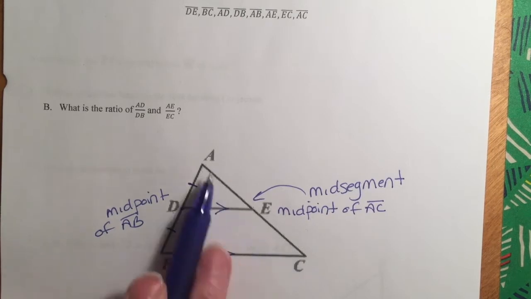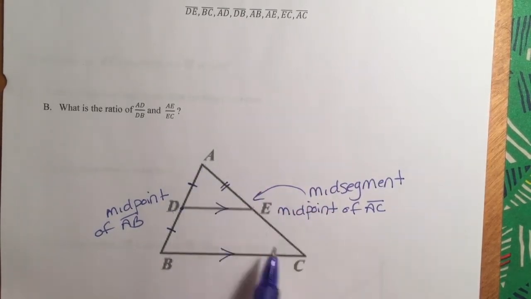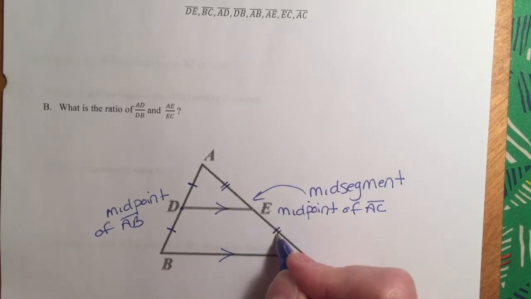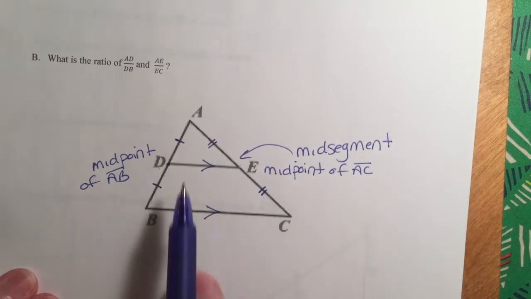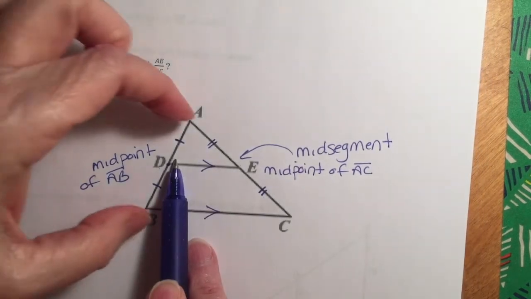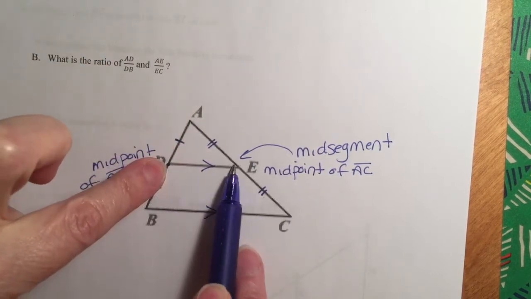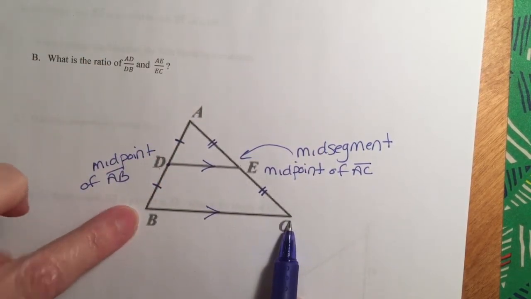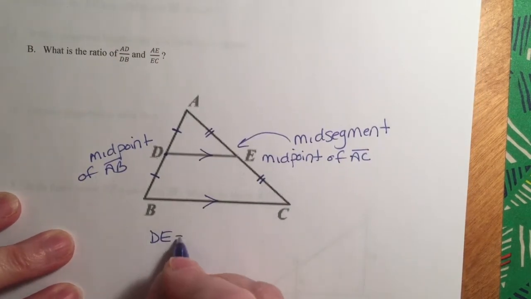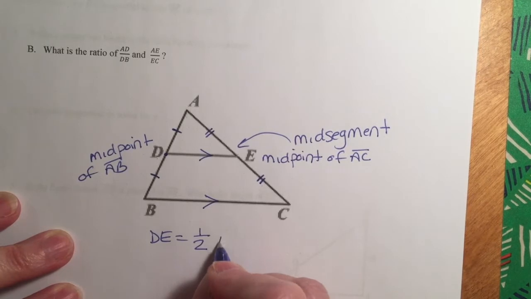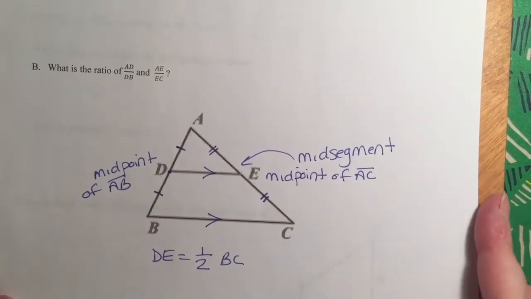The same thing on the other side. AE is half of the total side, and EC is the other half, so they're also congruent. And then the other interesting thing is that since this piece is half of the total, this piece is half of the total, that means this side is half the length of this side, okay? So DE, the length DE, is also going to be half the length of BC. So those are some very interesting things about mid-segments.